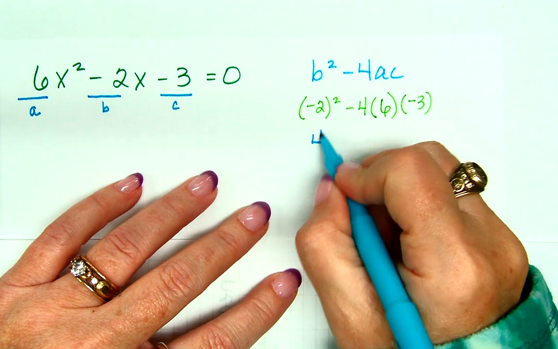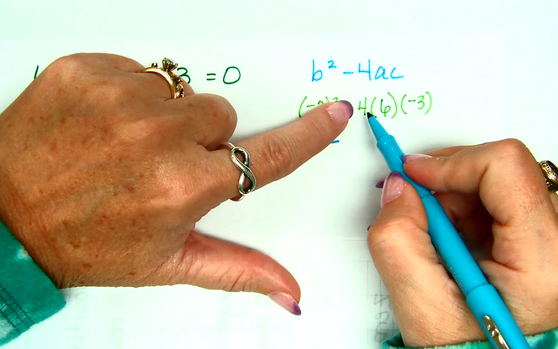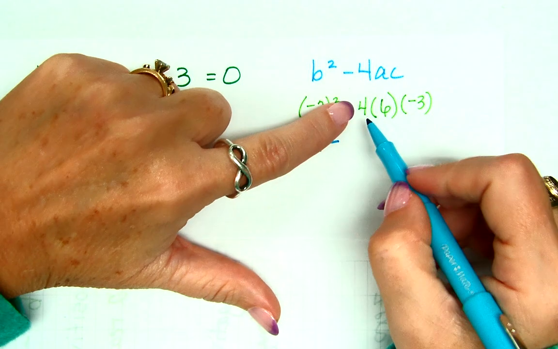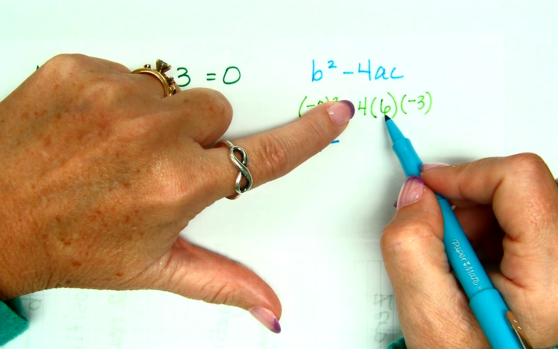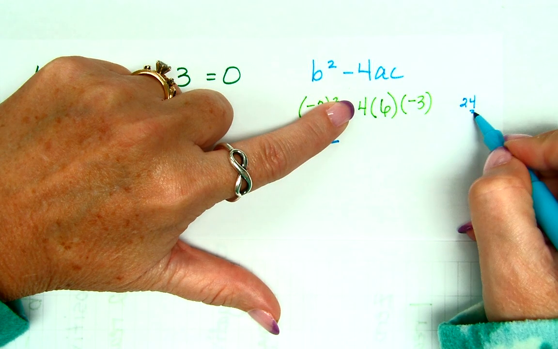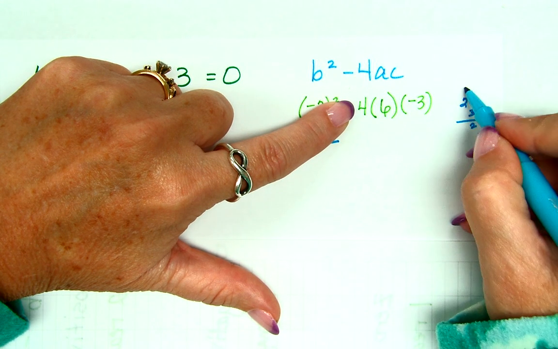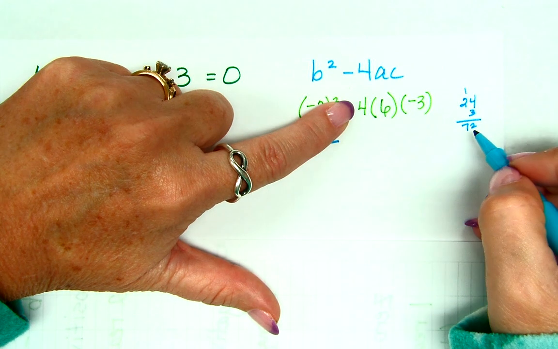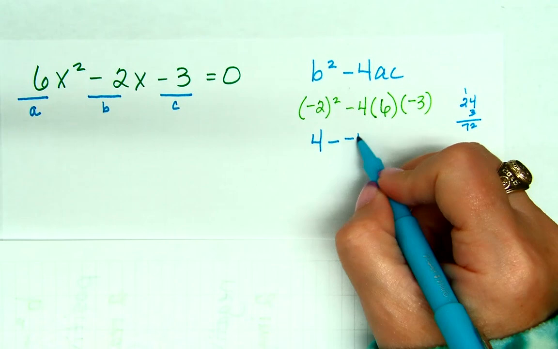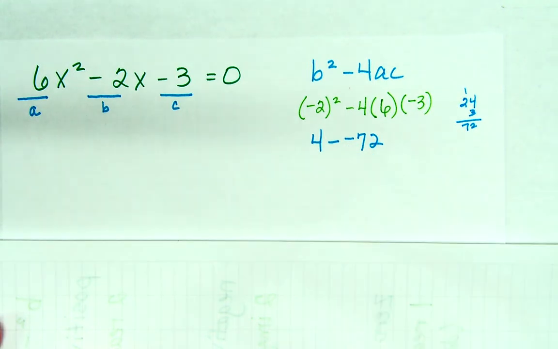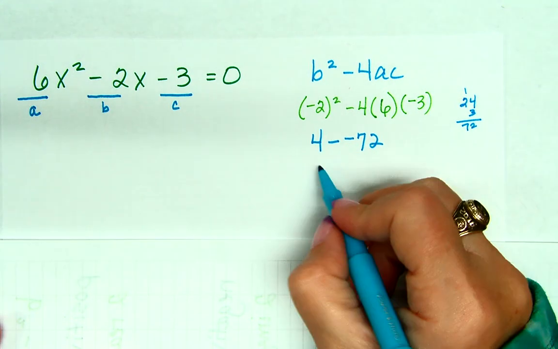4. 4 minus, what is 4 times 6? 24. And what's 24 times 3? But it's -3, right? So this should be -72. What is 4 minus -72? 76.